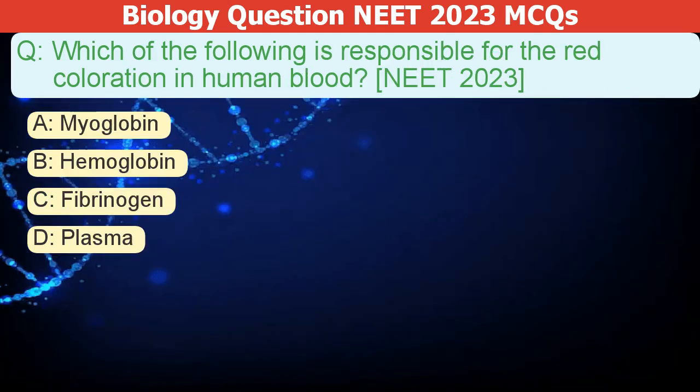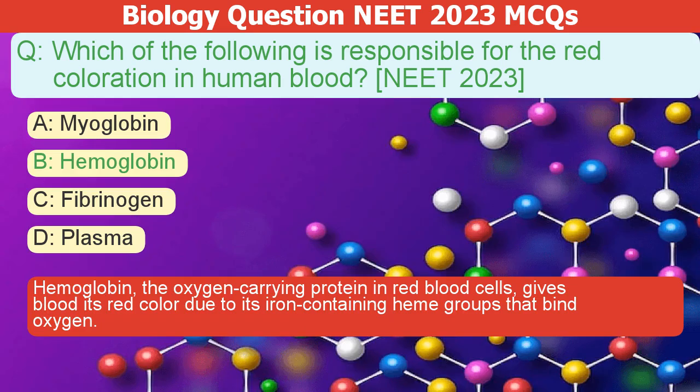Which of the following is responsible for the red coloration in human blood? NEET 2023. A. Myoglobin. B. Hemoglobin. C. Fibrinogen. D. Plasma. The correct answer is B. Hemoglobin, the oxygen-carrying protein in red blood cells, gives blood its red color due to its iron-containing heme groups that bind oxygen.